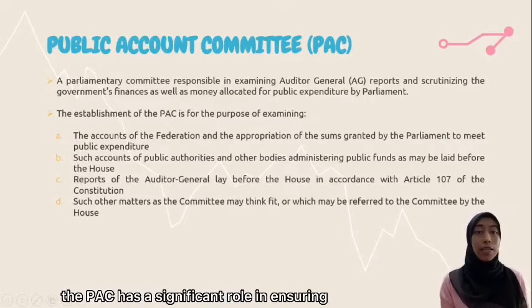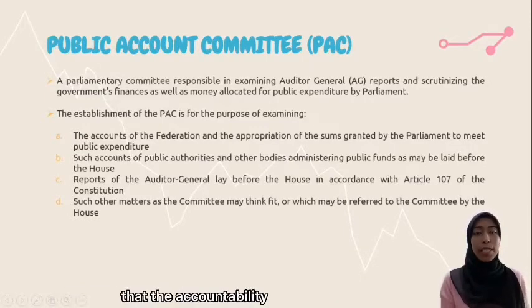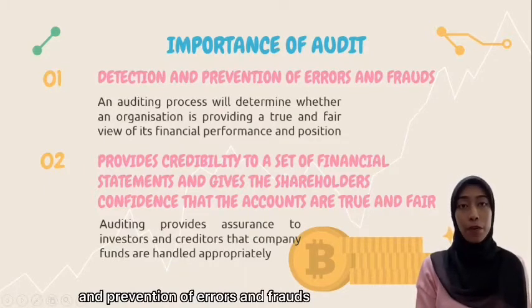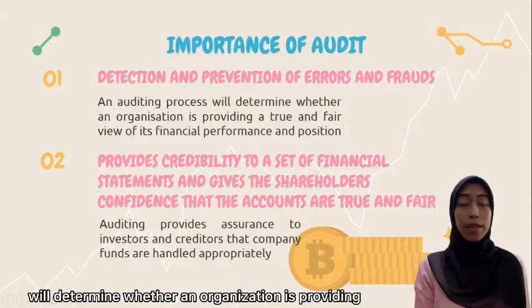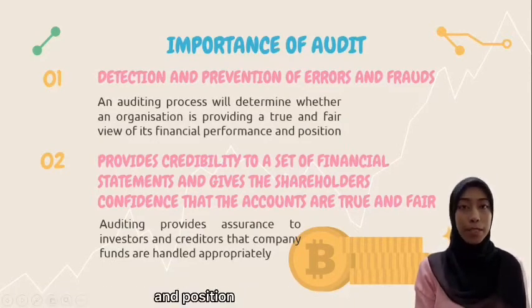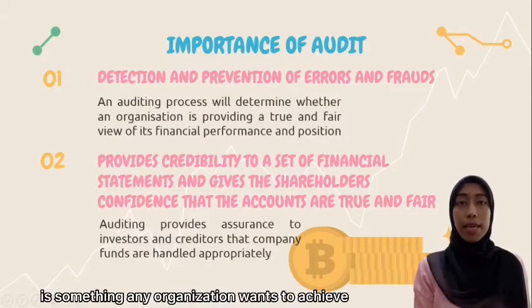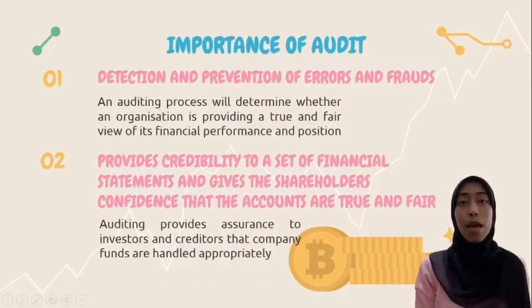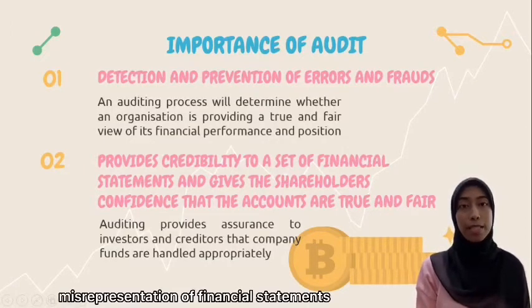The PAC has a significant role in ensuring that accountability and effective governance of the public sector is practiced in government dealings. Auditing is important in order to help in the detection and prevention of errors and frauds. An auditing process will determine whether an organization is providing a true and fair view of its financial performance and position, which on its own is something any organization wants to achieve. It is because fraud is an intentional act by one or more individuals among management, employees, or third parties, which results in a misrepresentation of financial statements.